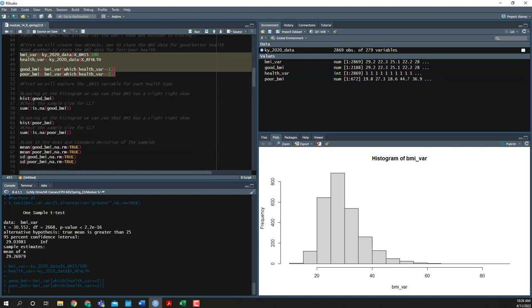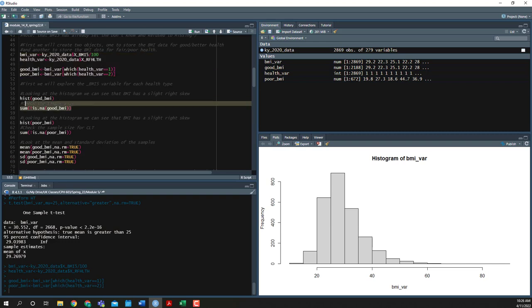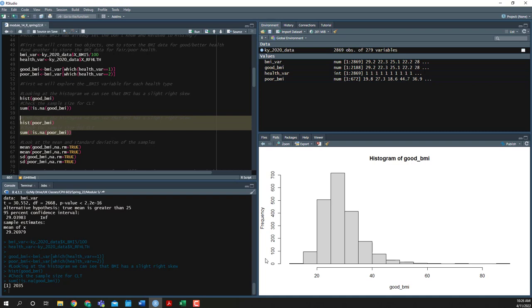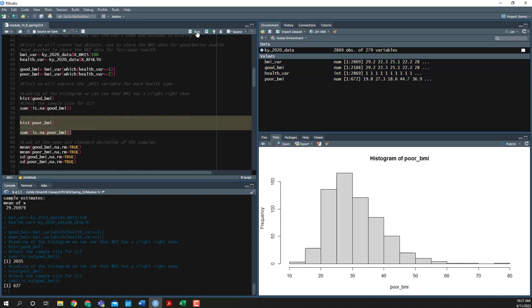Next, we're going to look at a histogram, and we're going to see the sample size for those that were in good health, their BMI. So we have 2,035 observations for that group. Also, we see again that slight right skew, but it is fairly normal. And our sample size is large enough that that won't matter. And then we'll do the same thing for the poor health. Now notice our sample size is a little bit smaller here. It's 627. It's perfectly fine that these 2 sample sizes are different for this t-test.